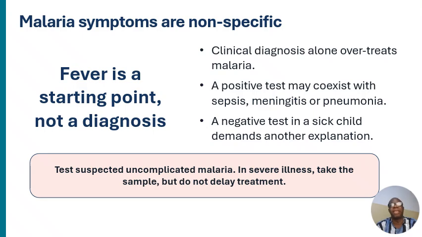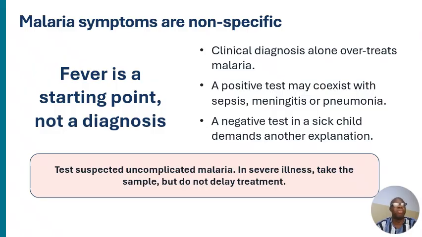In an endemic setting like ours, parasitemia may coexist with another serious illness. Therefore, if the clinical picture is not fully explained by malaria, just continue to look for the cause of the fever. The practical rule here is this: test before treating any suspected uncomplicated case of malaria. However, in a critically ill child with suspected severe malaria, take the parasitological sample promptly, but do not delay resuscitation or parenteral therapy while waiting for the result. This distinction, test before routine treatment, but never delay emergency treatment, is a very important point that you must take notice of.